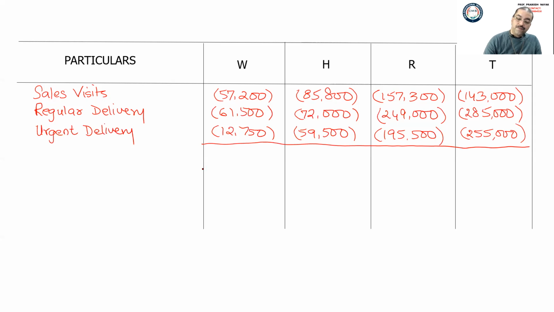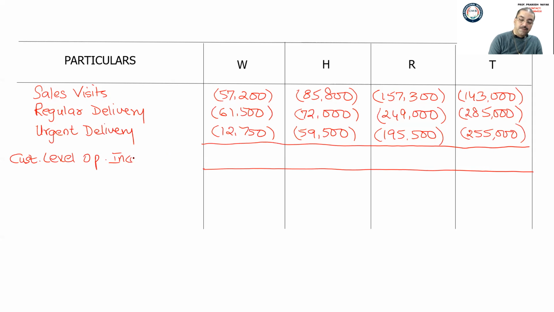Minus all these figures. Customer level operating income. So calculate and tell me the figures after subtracting from the gross margin all these minus figures. 24,54,650. How much is first one? 24,54,650.